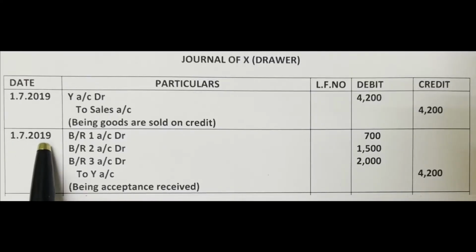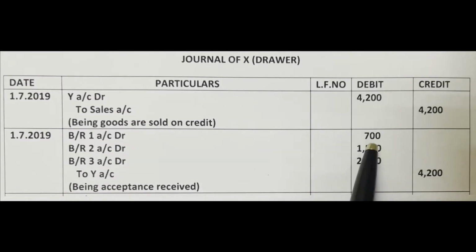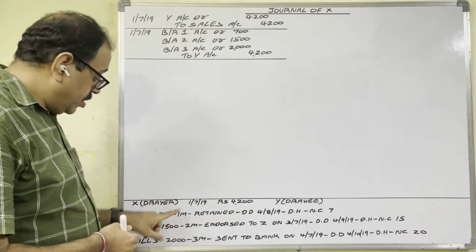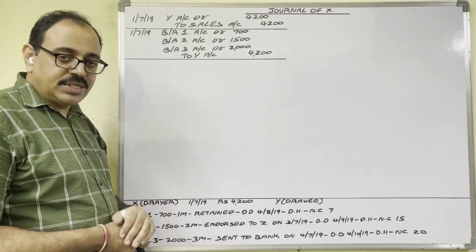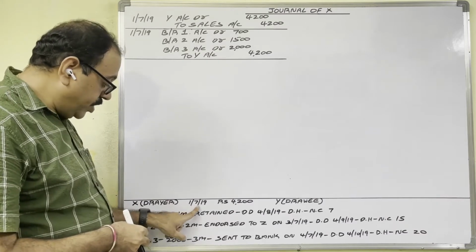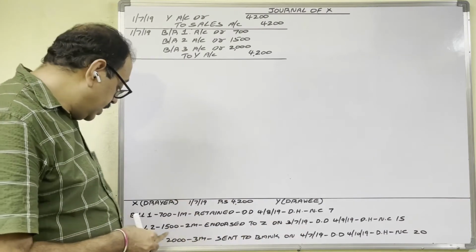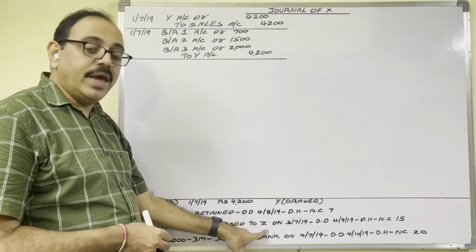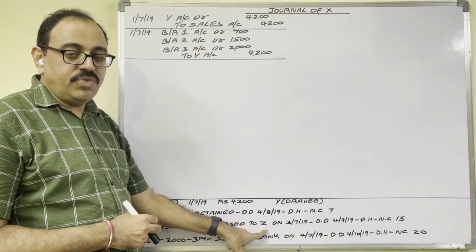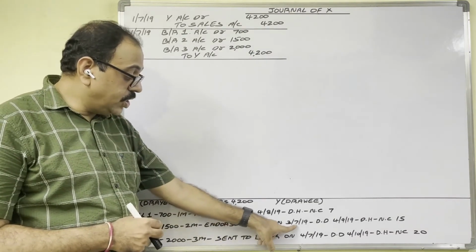On 1st July 2019, bills receivable 1 account debtor 700, bills receivable 2 account debtor 1500, bills receivable 3 account debtor 2000 to Y account. Total of these 3 amounts 4,200. Narration: being acceptance received. Next, what happened? On the basis of dates, we have to write the next entries. See, 1st July over. Then what happened? On 3rd July 19, this second bill was endorsed to a creditor known as Z. So for endorsement, we have to write the entry on 3rd July 19 now.